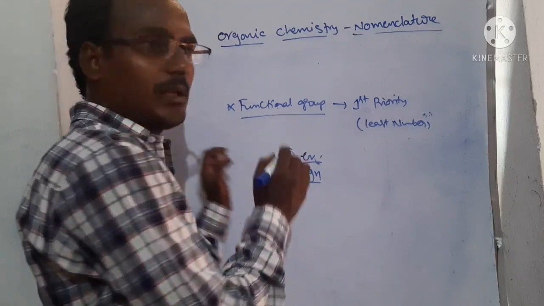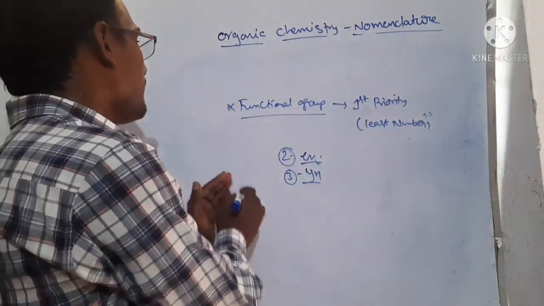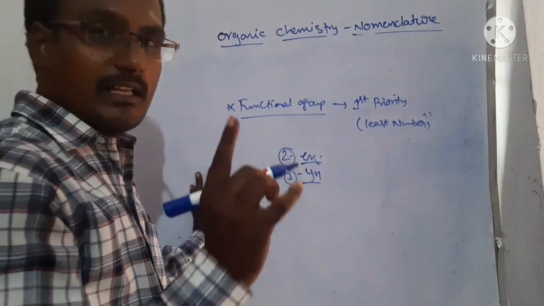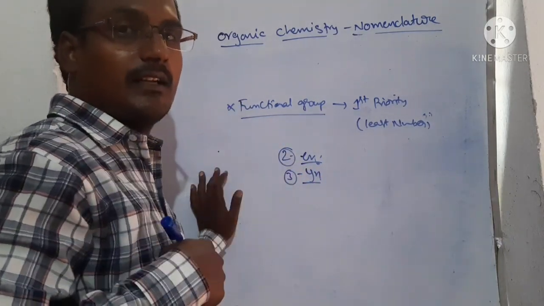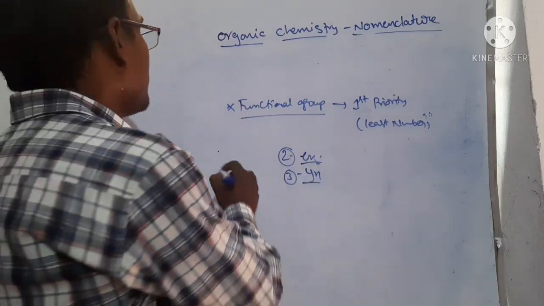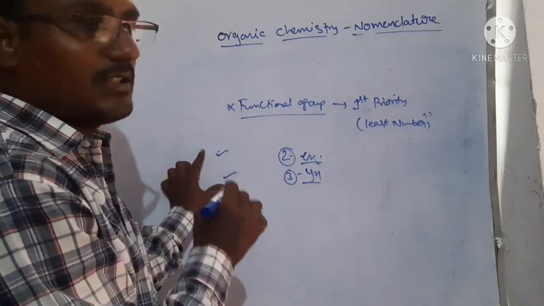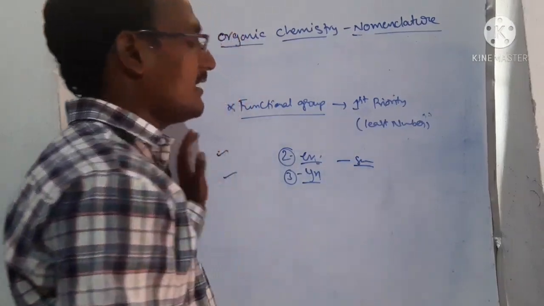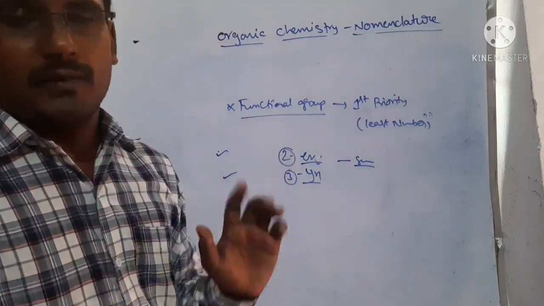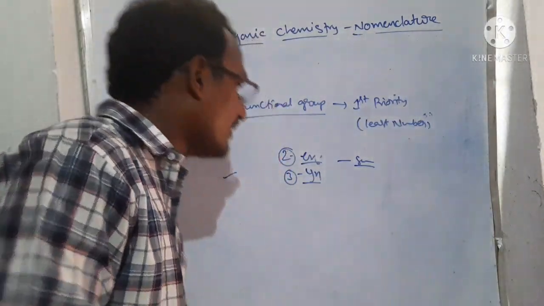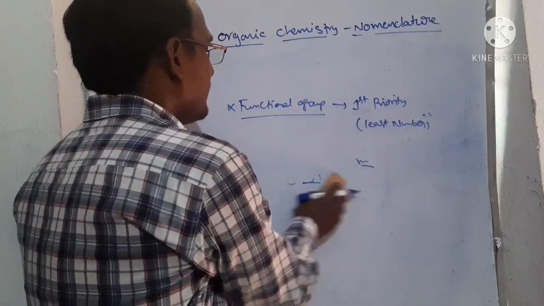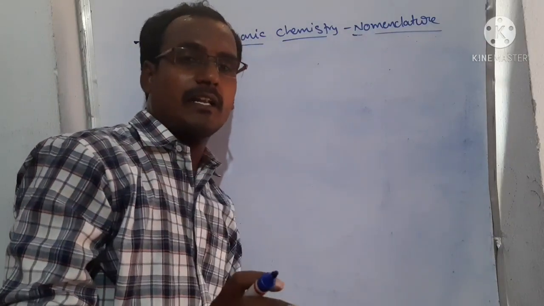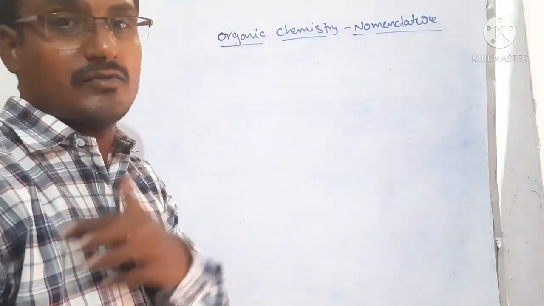And if substituents are present, you should mention those substituents, that is the prefixes, in alphabetical order, along with the positions of those substituents. And you should end with the suffix, the secondary suffix. If two functional groups are present, that is the question. If two or more functional groups are present, then I have given the priority order 1 to 13. That priority order is very, very important.